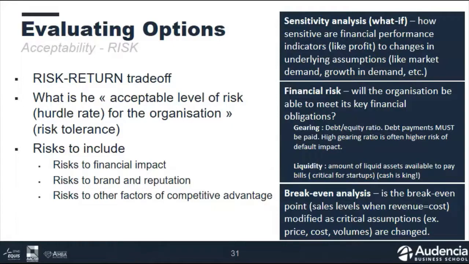If we find out we need to make more and more and more sales, well, we may be taking a little bit too much risk. The break-even may be tough to achieve. So break-even analysis. These are three different ways we can measure risk. Sensitivity, what if, looking at specific financial ratios, like gearing ratios and liquidity ratios, and break-even analysis.